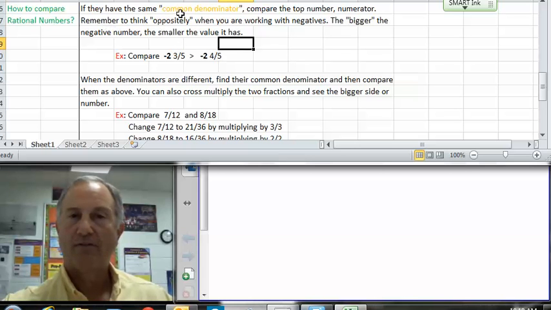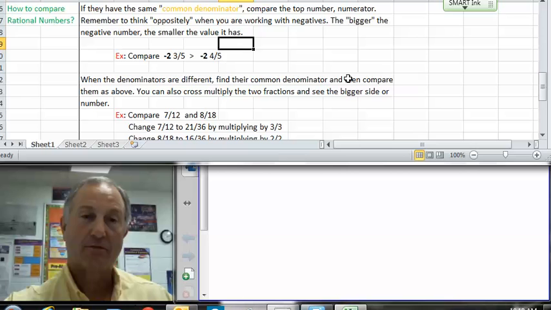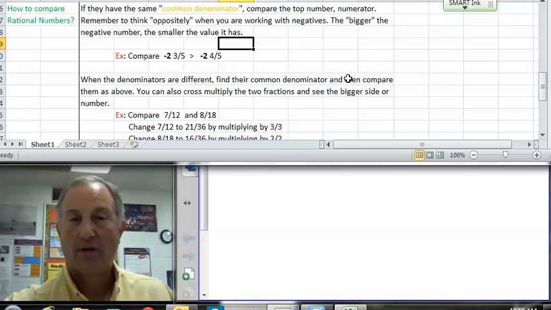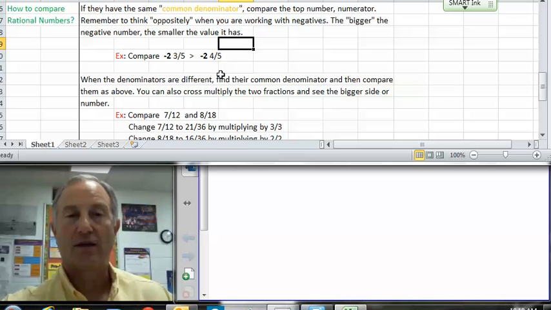If they have the same common denominator, meaning the number on the bottom is the same, then compare the top number, the numerator. And remember, when you're dealing with negatives, think oppositely. The bigger the negative number, the smaller value it has, because negative 10 is way over here compared to negative 2. It's further to the left. So negative 10 is actually smaller than negative 2 because of the negative.